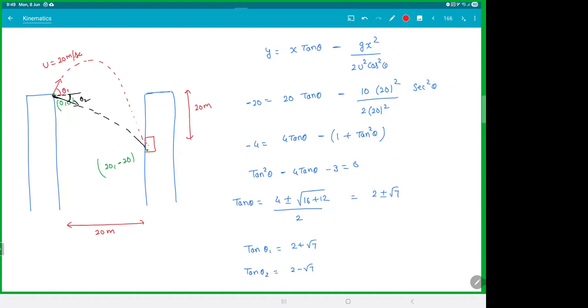So there are two ways you can throw from that spot with 20 meters per second, and both the possibilities can fall into the window. Clear with this? That's the meaning of a negative angle. You're throwing it downward. Negative angle indicates it's throwing down. All clear with this?